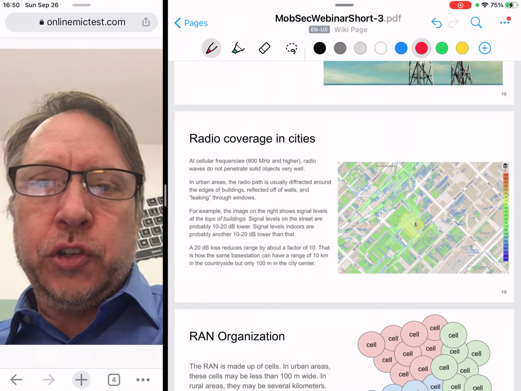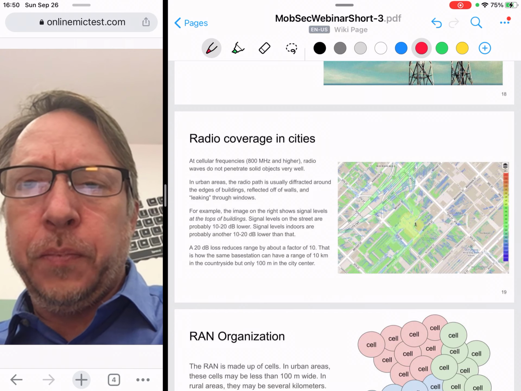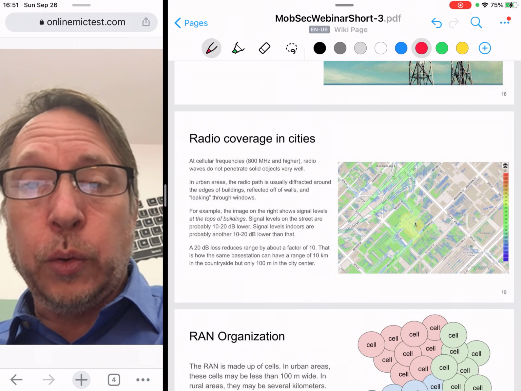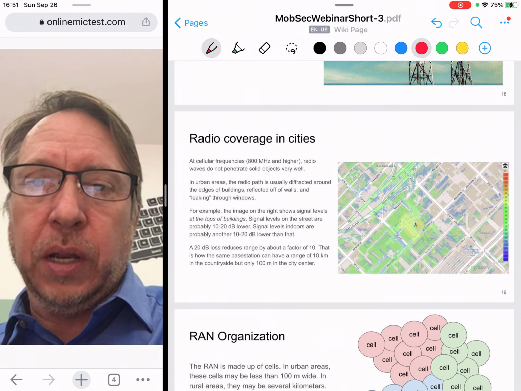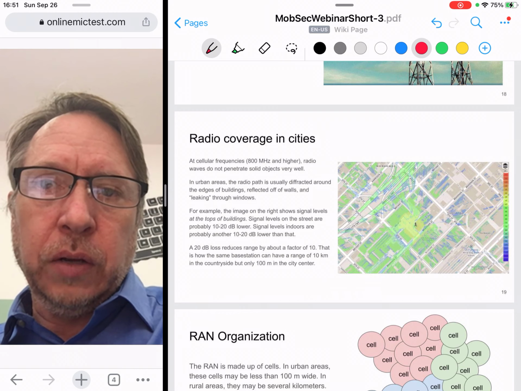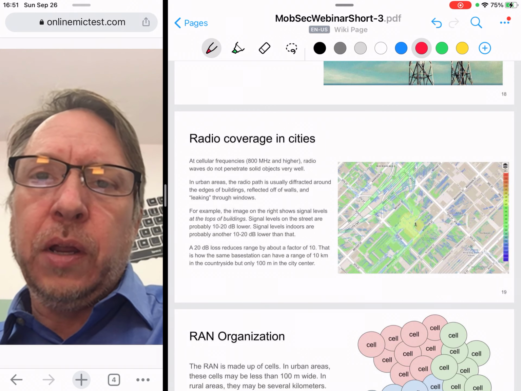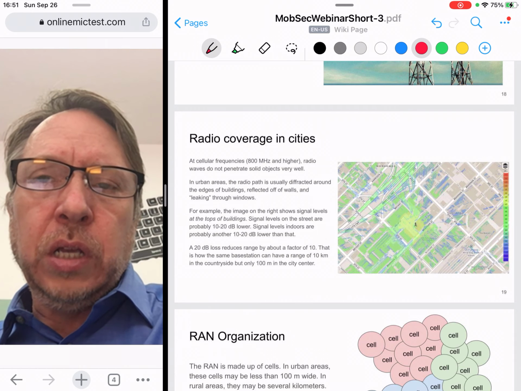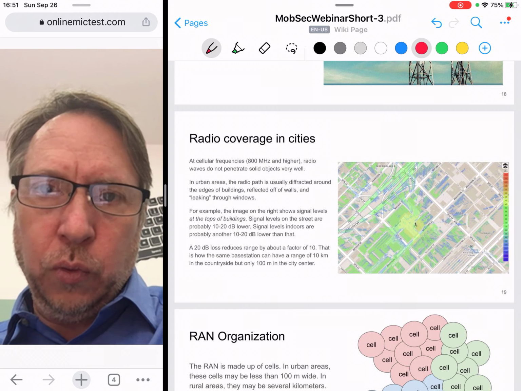When you're on the street level, most of the radio signal that you're receiving is actually refracting around the top edges of buildings, refracting around buildings and then coming down to the street. When you're indoors, most of the radio signal that you're receiving is actually coming in through windows, usually coming in through windows, sometimes leaking in through thinner, non-conductive parts of walls.